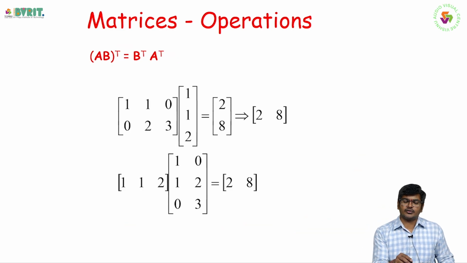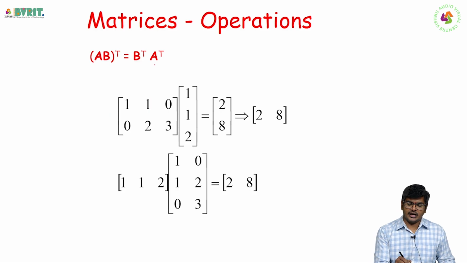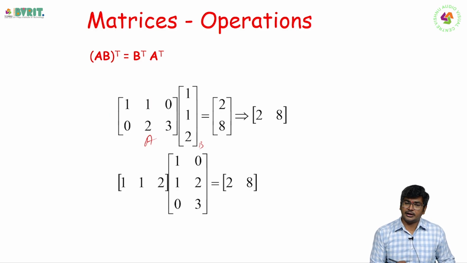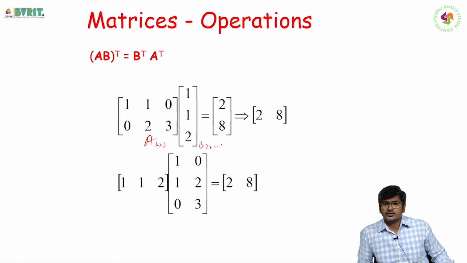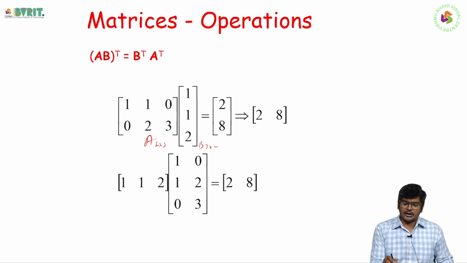Here, AB whole transpose equals B transpose into A transpose. This is the A matrix, this is the B matrix, and this is the multiplication. What is the order of the matrix? 2 by 3. What is the order of the other matrix? 3 by 2. The number of columns of the first matrix is equal to the number of rows of the second matrix. Therefore, the matrices can be multiplied. What is the resultant matrix order? The result matrix is 2 by 1. And the order of this matrix is 1 by 3, and of this one 3 by 2. The result matrix is 1 by 2.